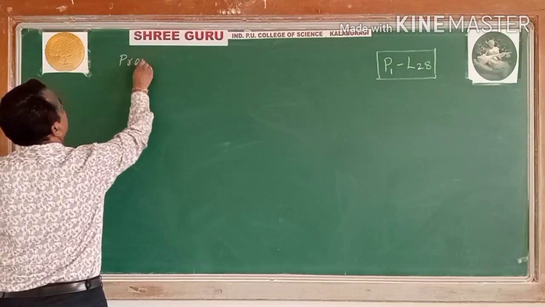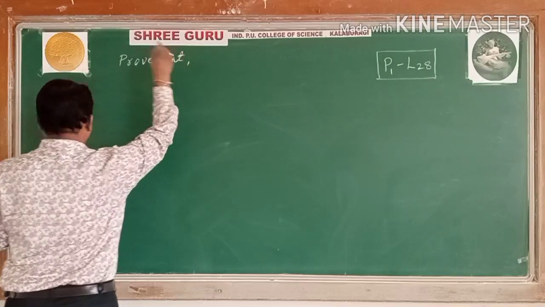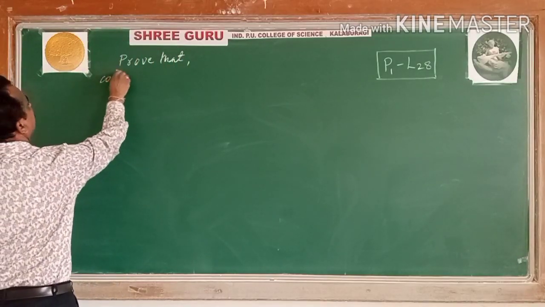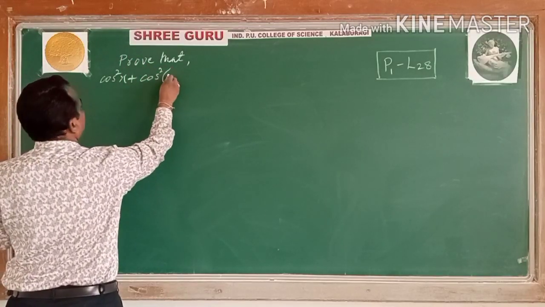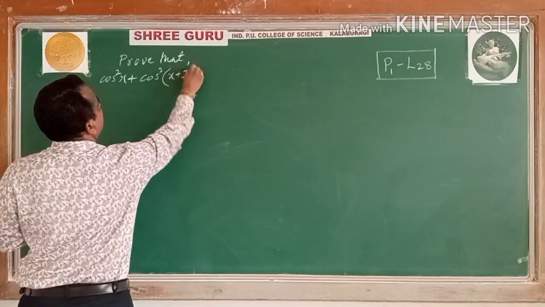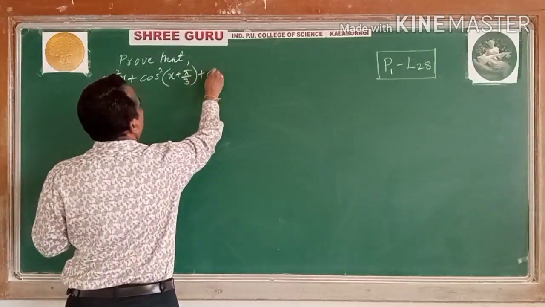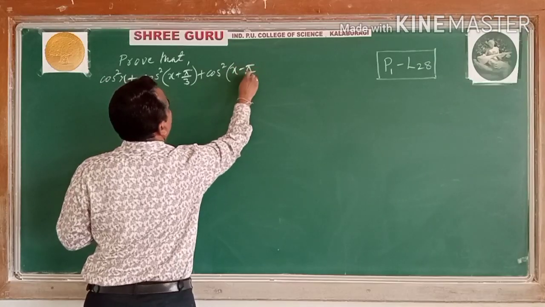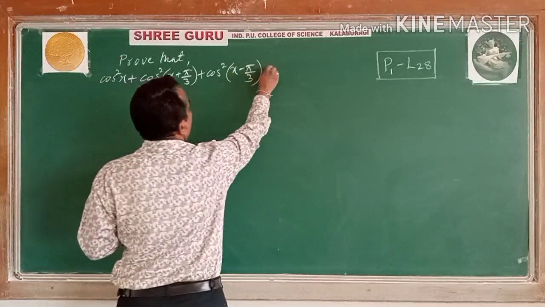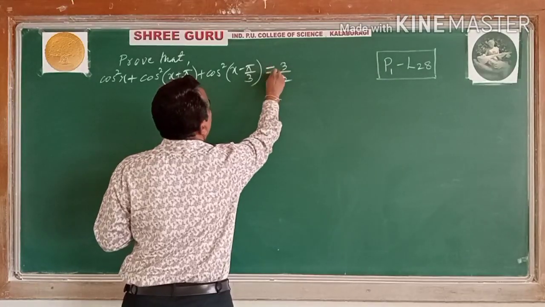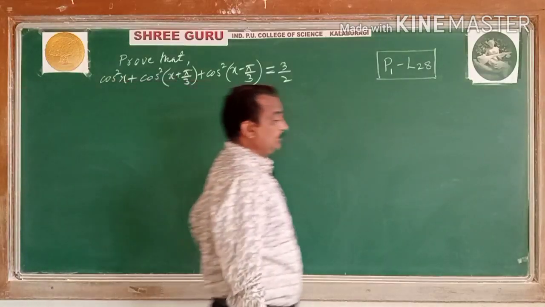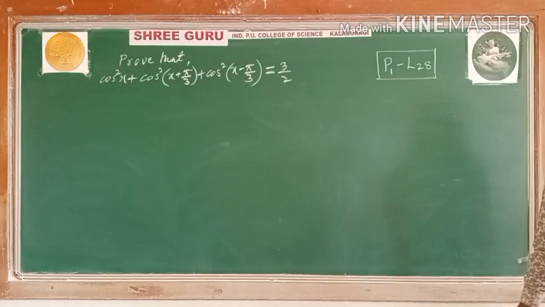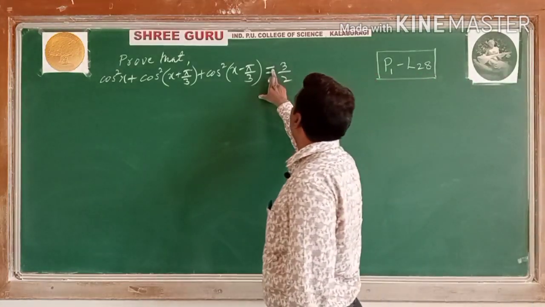Come to the next example. Prove that cos square x plus cos square of x plus pi by 3 plus cos square of x minus pi by 3 is equal to 3 by 2.